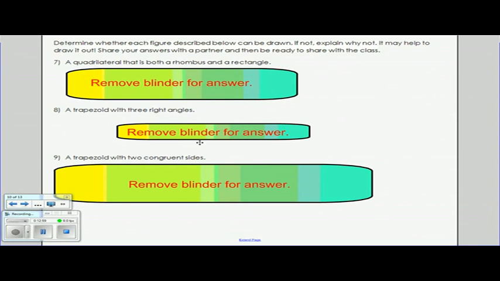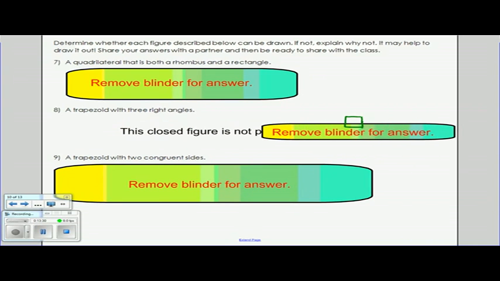A trapezoid with three right angles. Well, a trapezoid has only one set of parallel lines. If we are going to draw something, now remember, a quadrilateral has to be a closed figure. You can't leave open gaps, okay? So we can't draw a quadrilateral like this. It has to close up. So is there any way to draw a trapezoid where only one set of the lines are parallel with three right angles? No. If it's a closed figure, it's not possible.